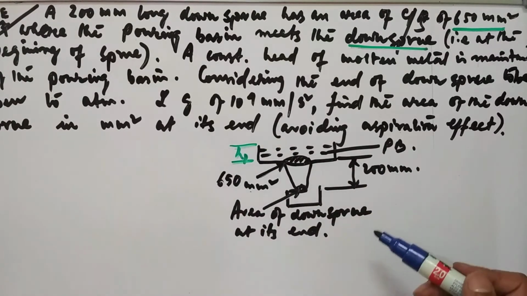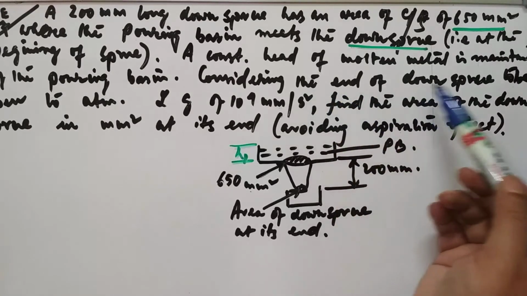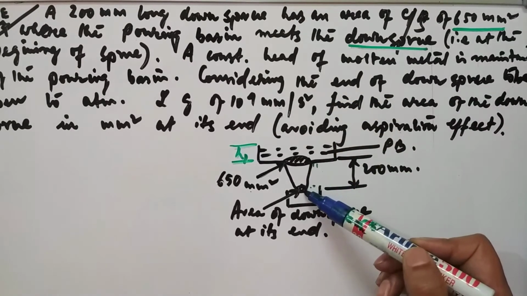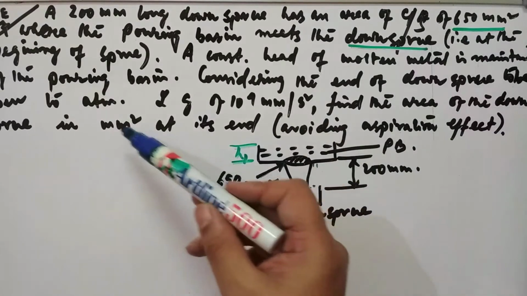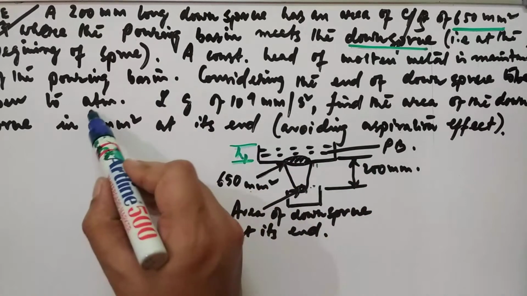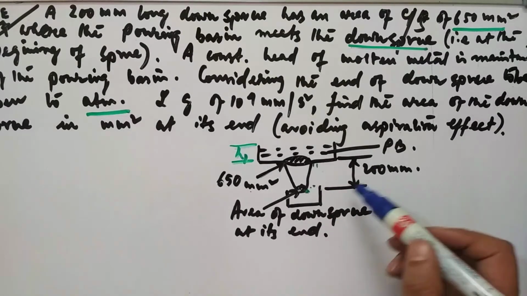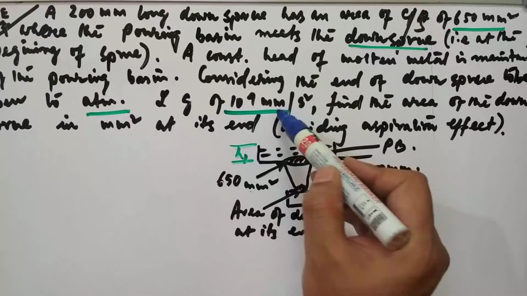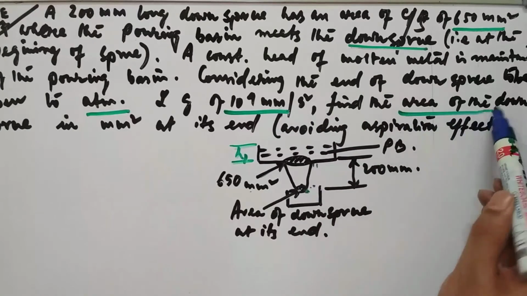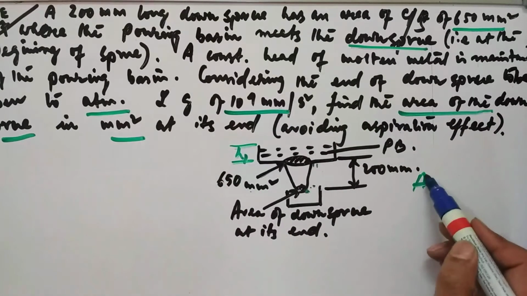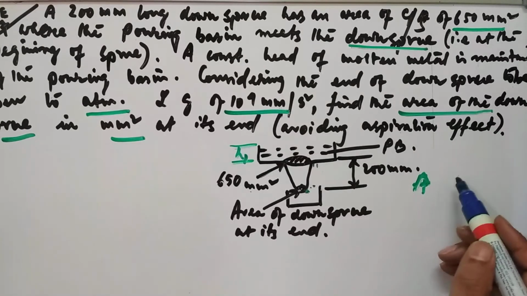Okay, now considering the end of the down sprue, this is the down sprue total, and the end of the down sprue is this one. It is open to atmosphere. They have already given the condition that it is open to the atmosphere, this point. And g has a value of 10 to the power 4 millimeter per second square. Find the area of the down sprue in millimeter square.